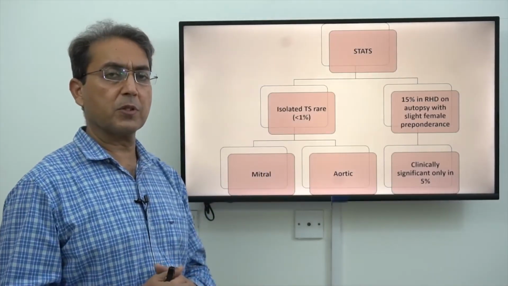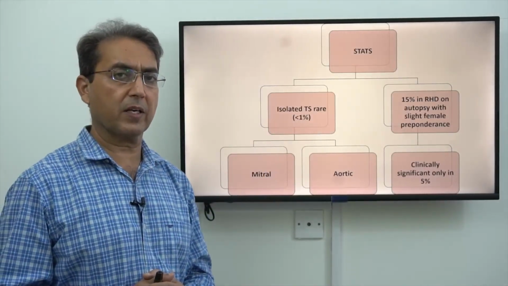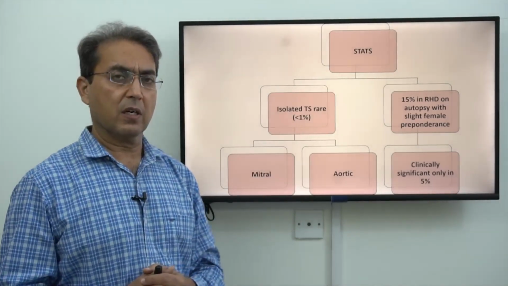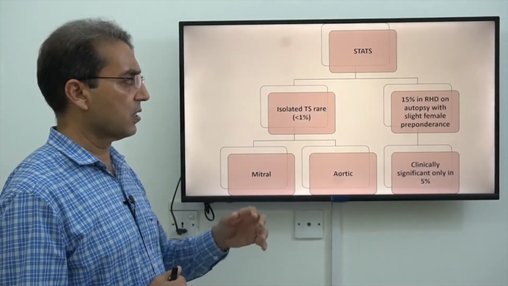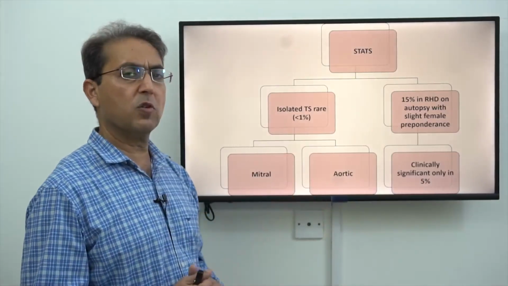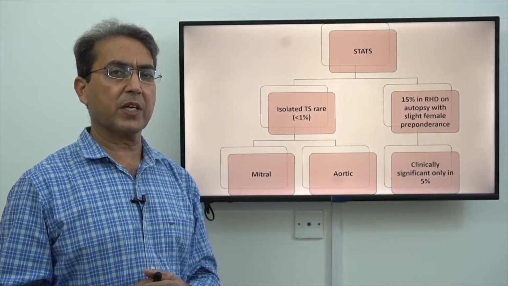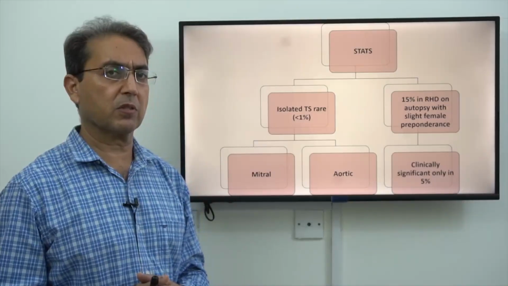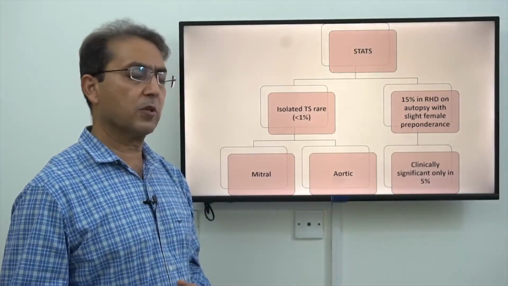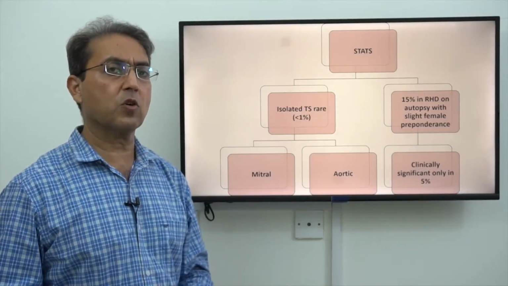And when we do an autopsy on patients who've died of rheumatic heart disease, we find that 15% of the patients have tricuspid stenosis. There is a slight bit of female preponderance, but clinically we see only 5% of the patients have some significant tricuspid stenosis. Otherwise, in most of the patients who have tricuspid stenosis because of rheumatic heart disease, usually it's not very significant.